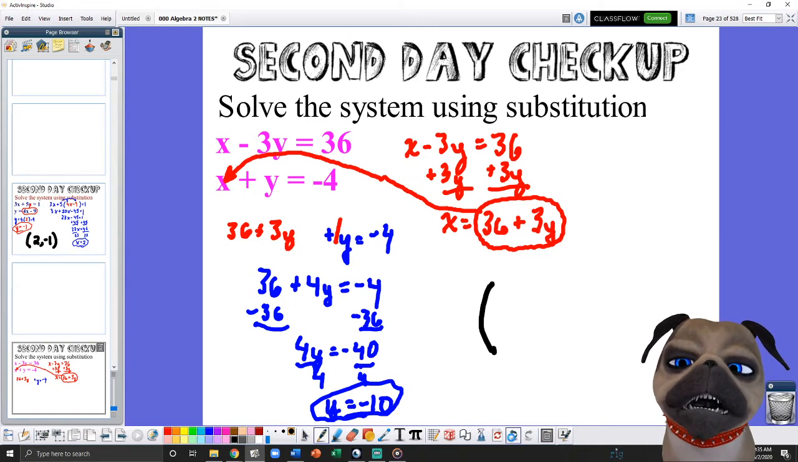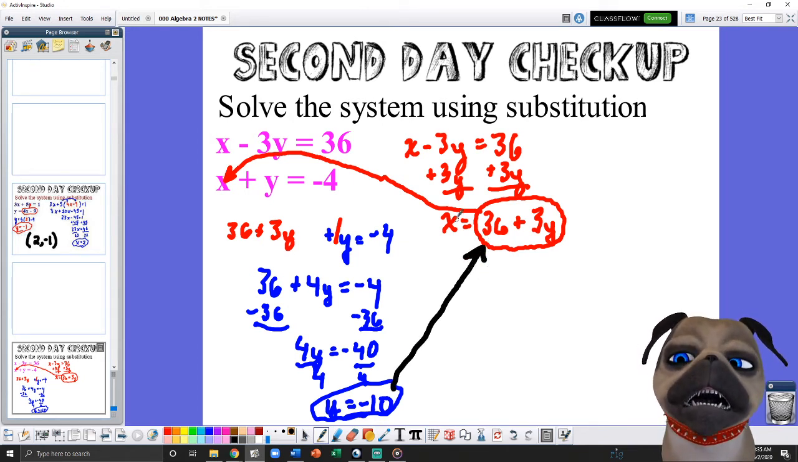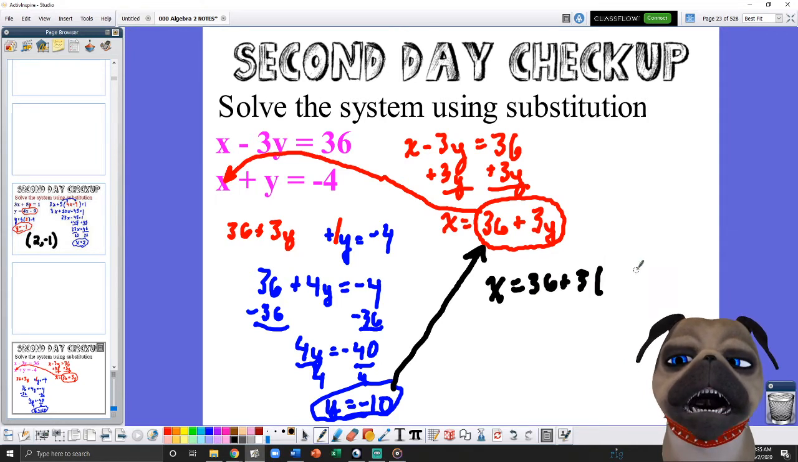What am I missing? I don't have an x. So I have to take this and I have to plug it back into the other circle. Don't forget that, because even though we have x equals right here, we just need it to be a number. So I've got x equals 36 plus 3 blank. What do I put inside that blank?